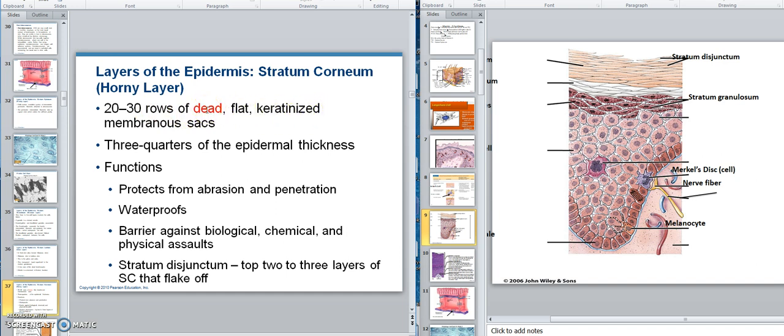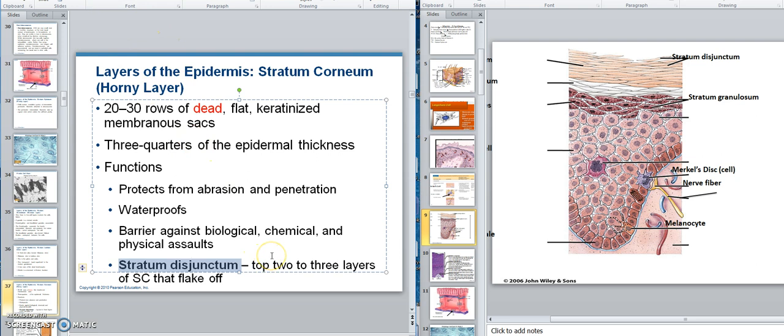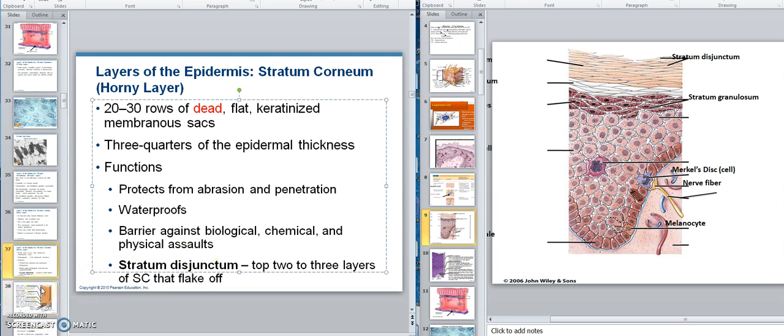Remember, you always name by the top. The bottom cells, remember chapter 4, are more cuboidal, but with stratified epithelium we always name by the top. So you constantly are knocking these cells off. As I alluded to, the stratum disjunctum, which is not in your book, is those two or three layers at the top that you flake off. It's really hard to see those at all. But if you have dandruff or psoriasis, seborrhea, then you'll see that flaking off aspect.